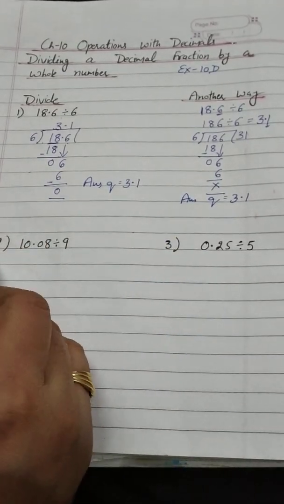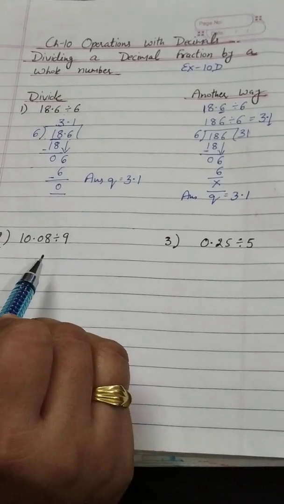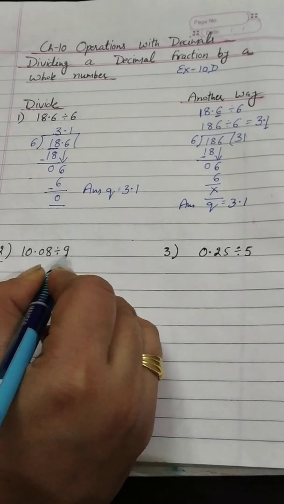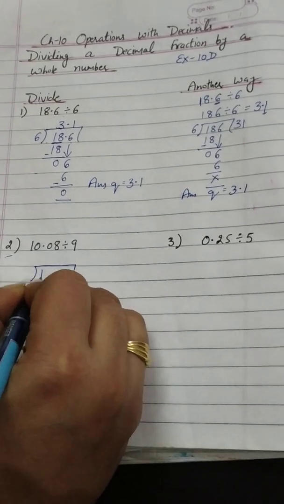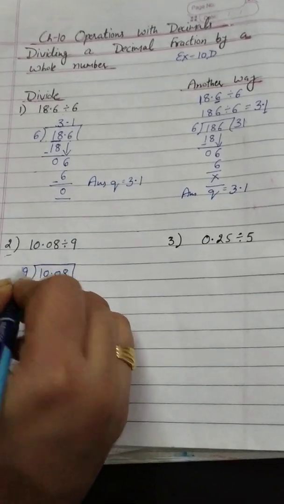Now let's start question number 2. I am using the long division method. Here you have been given 10.08 divided by 9. So firstly we will divide. 10.08 is the dividend here and 9 is the divisor.